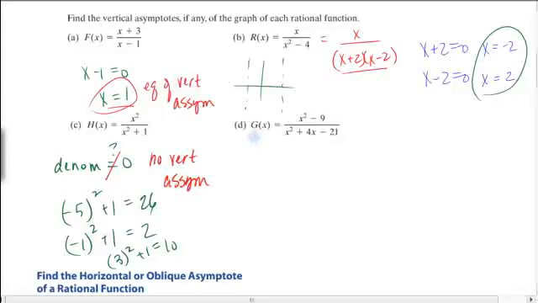Okay, and finally for the vertical asymptotes, we want to talk about this one. x squared minus 9 in the numerator over x squared plus 4x minus 21 in the denominator. Now I can tell you right now that this whole rational function is definitely going to factor. So we're going to factor this into the difference of squares in the numerator, x minus 3, x plus 3. In the denominator, I'm going to factor using trial and error. I know this factors into two binomials.